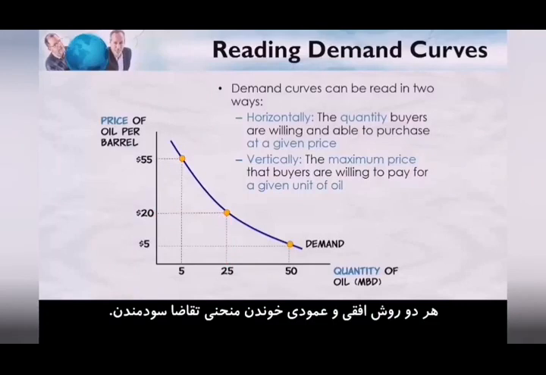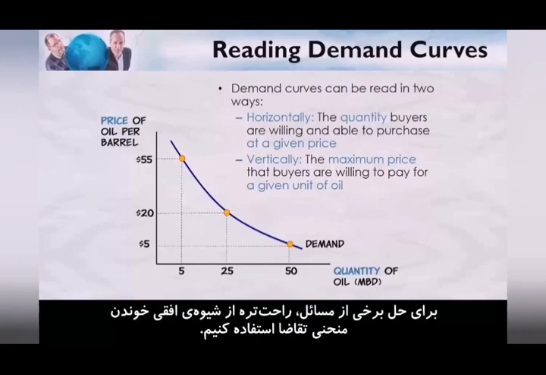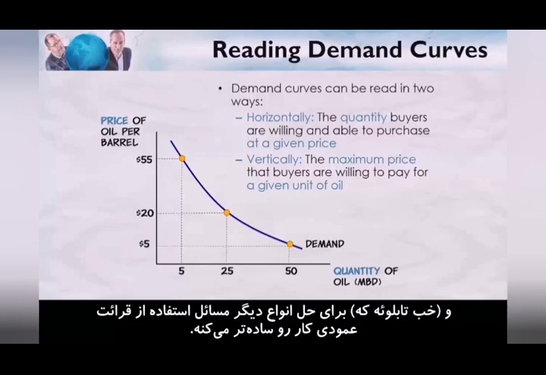Both the horizontal reading and the vertical reading of the demand curve are useful. For some problems, it's easier to solve the problem using the horizontal reading. For other problems, it's easier to solve using the vertical reading.